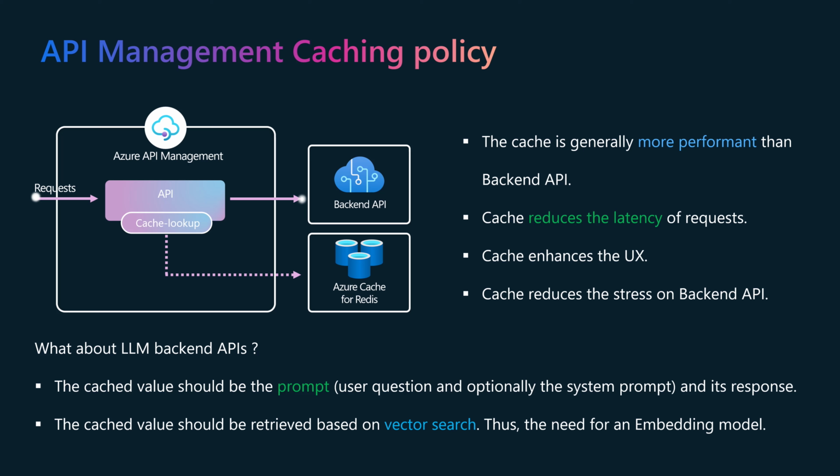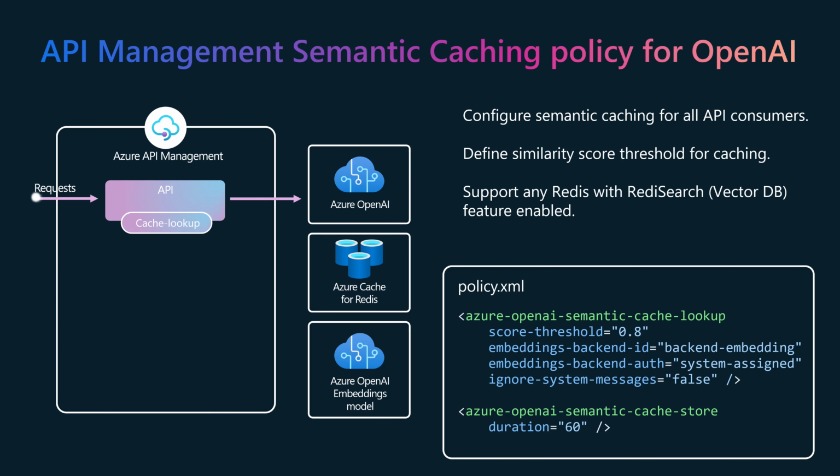As we said earlier, the user might ask the same question in different ways. So we will not be comparing text to text here, but we will perform this comparison using semantic searching. For that, we need a database that supports vector searching, and Redis Cache with the feature called Redis Search can support that. We also need an embedding model in order to transform the user prompt to a vector. And Azure API Management supports this configuration through a policy called Semantic Caching.